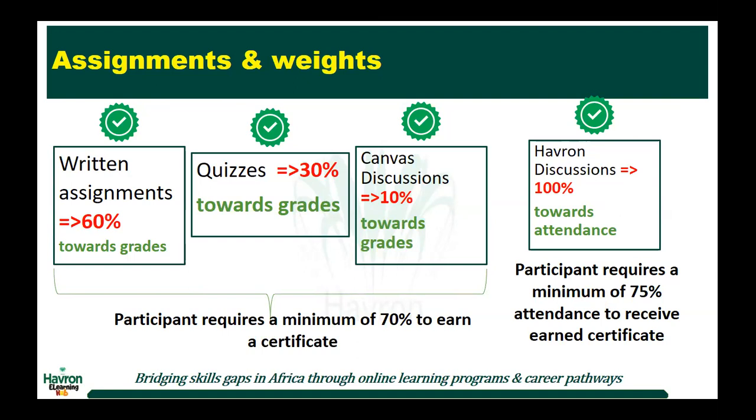For the quizzes, there are quizzes that are attached to every module per week. Each week has each module, and each module has each quiz. So the quiz in total has 30% of the gradings. So if you have made 60% out of the written assignment, but you are not taking your quiz, that means you lose 30% of the total grades required for you to earn a certificate. So each week has a quiz you need to attend to.